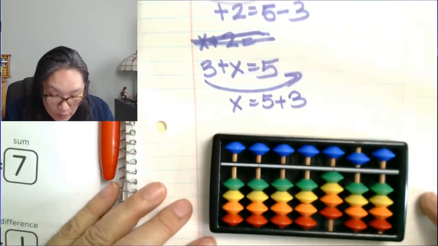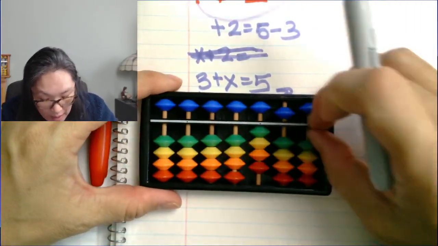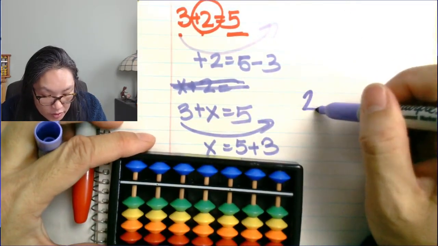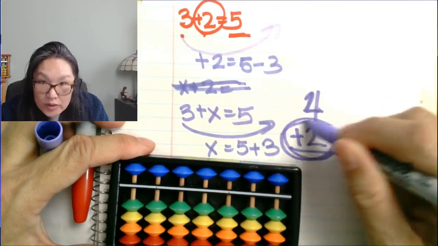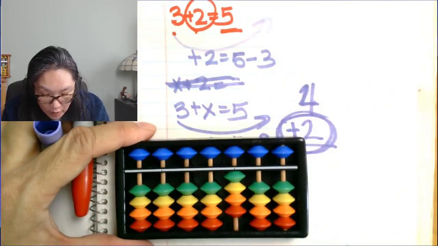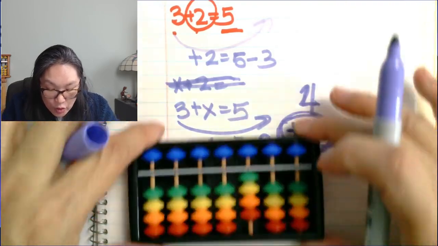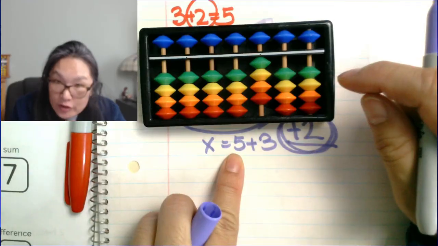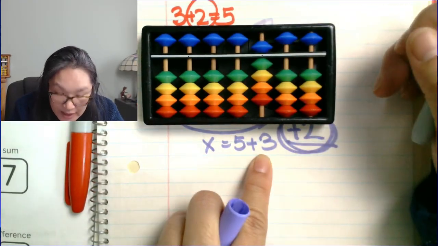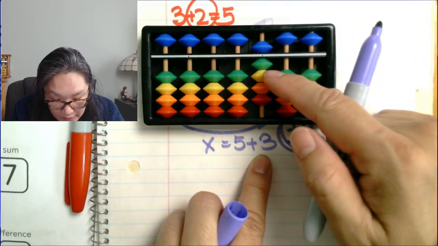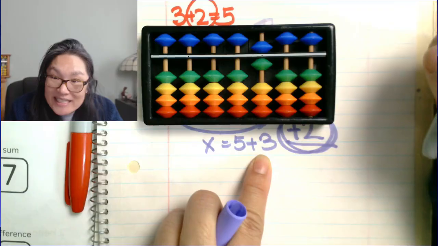Now, how does that work with Abacus? Well, I'm adding the 2. The question is 4 plus 2. This 2 is what we're going to do. We have 4. I want to add the 2. To add the 2, all I have to do is plus the 5, take away the 3. And I take away the 3. Now my answer is 6.